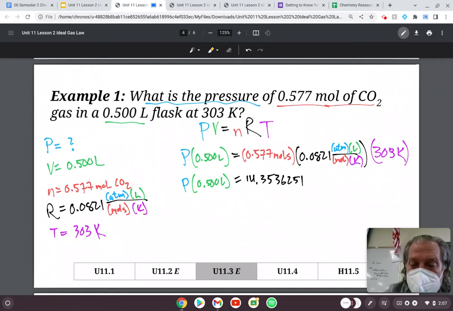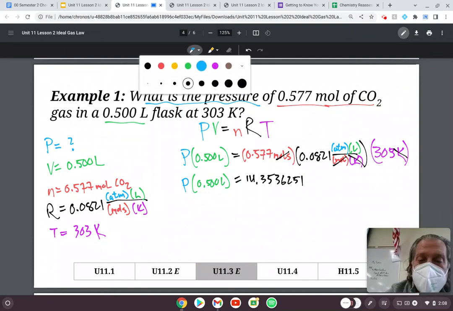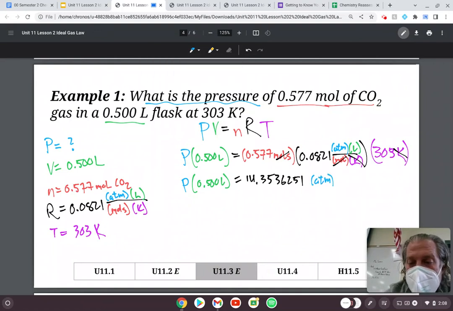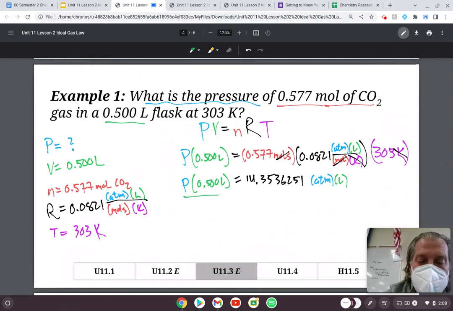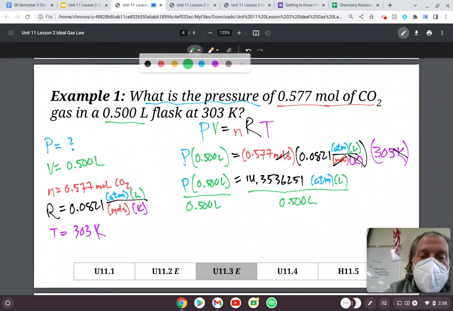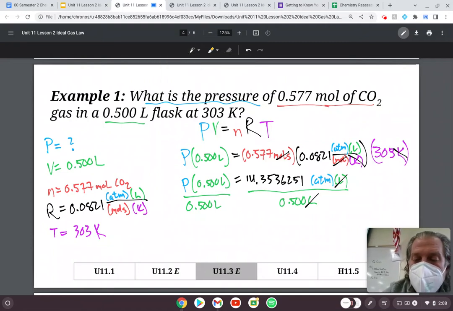Now, I have some units that can cancel out. For example, moles can cancel out, and Kelvin can cancel out. So the unit that's going to be left over here is simply atm liters. The next step is to divide both sides by 0.500 liters to get P by itself. And hopefully we will be able to cancel out liters. There it is. Now we'll be left with the unit of atm.